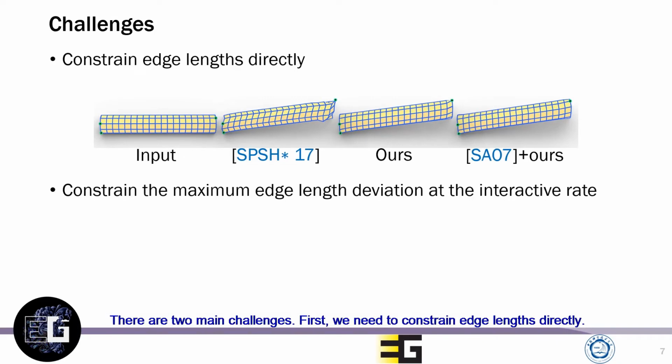There are two main challenges. First, we need to constrain edge length directly. That's different from isometric constraint, because deforming discrete Chebyshev nets has shared degrees of freedom. We show a figure here. The results all preserve edge length by different methods, but they are quite different because of freedom on sharing. Second, constraining edge length is a nonlinear and non-convex problem, so it's challenging to solve this optimization problem at the interactive rate.